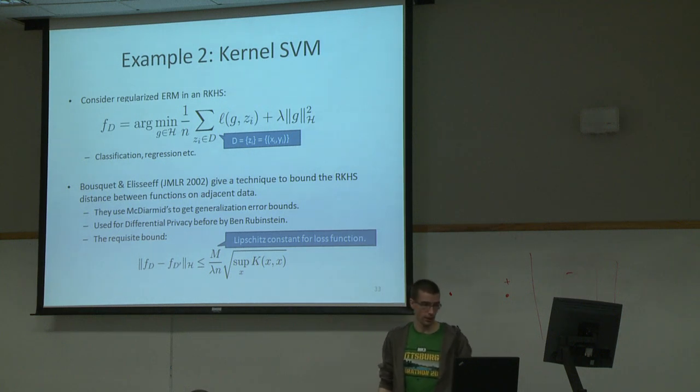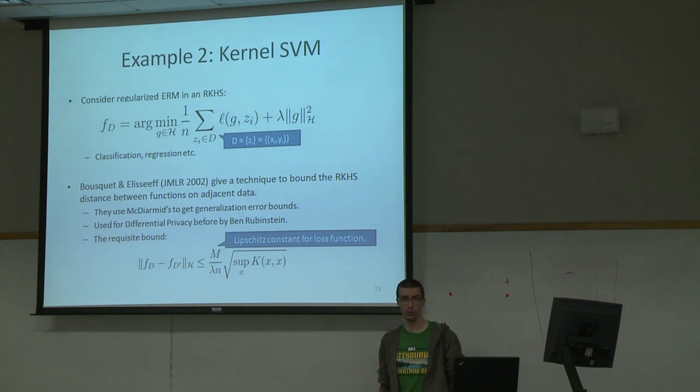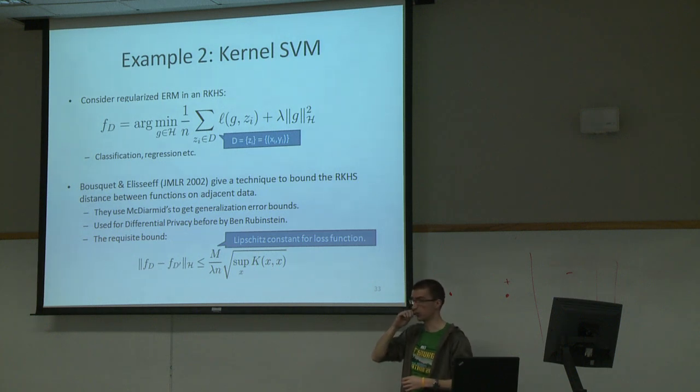Right? Well, two guys in JMLR 2002, I'm not entirely sure how to pronounce their names, gave a nice technique to bound the RKHS distance between these kinds of functions on adjacent data sets. It's kind of a coincidence they were looking at this. They didn't care about privacy at all. What they were trying to do was to use McDiarmid's inequality to get generalization error bounds on the classifiers. So, if you're familiar with McDiarmid's inequality, the correspondence between the notion of global sensitivity, which I set up, and the requirement of McDiarmid's inequality of the difference of functions on neighboring data sets being bounded should hopefully be quite clear. If you don't know McDiarmid's inequality, you should look it up, because it's probably really useful.